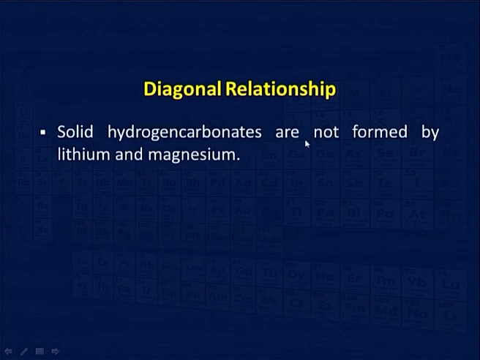Solid hydrogen carbonates are not formed by lithium and magnesium, only in solution they are formed. You cannot get solid lithium hydrogen carbonate, whereas sodium hydrogen carbonate is very much present, we know that. Potassium can also form, cesium also, but lithium and magnesium do not form hydrogen carbonate. Hydrogen carbonate is MHCO3, M is metal, that is lithium will not be there, of course, others will be there.